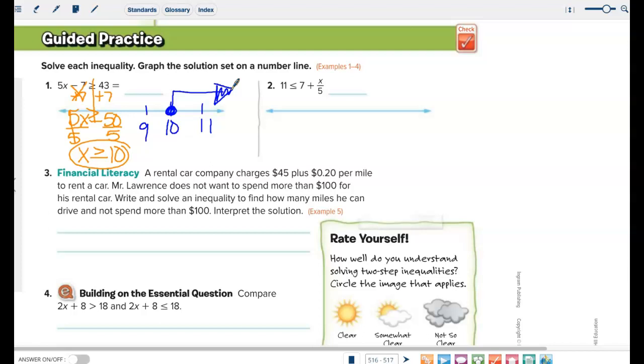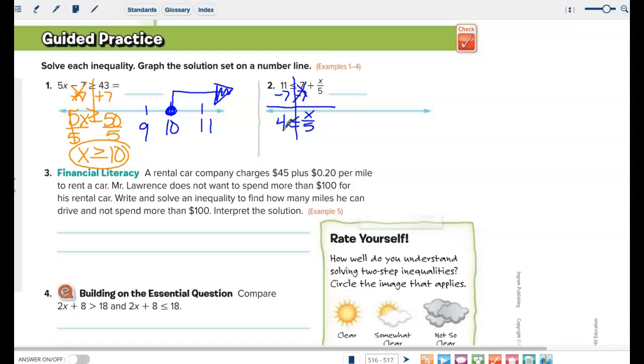On number 2, I do the same thing. I work on the side that has the variable, so 7 plus x divided by 5. I need to get rid of that 7, so I'm going to add a zero pair of negative 7. What you do to one side, you always do to the other. This makes a zero pair. I have x divided by 5, and then 11 minus 7 is 4.